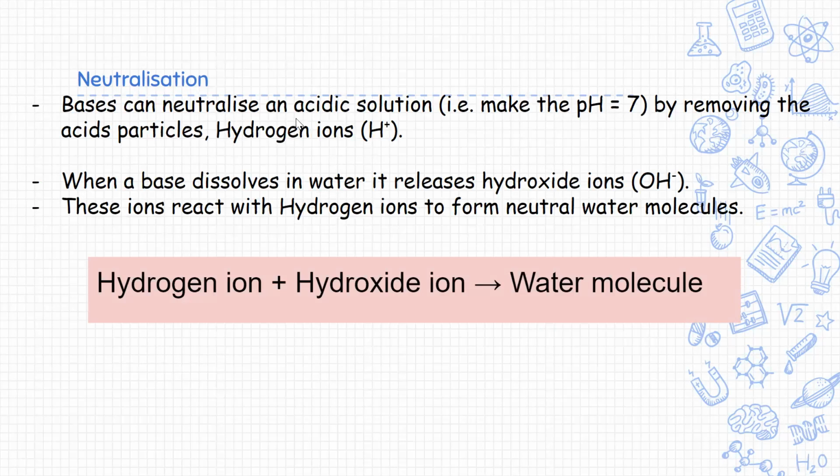Bases can neutralize an acidic solution, i.e. make the pH of 7. They remove the hydrogen ions. When a base dissolves in water, it releases hydroxide ions, OH-. These ions react with hydrogen ions to form neutral water molecules, as we can see down below. So hydrogen ion plus hydroxide ion makes a water molecule.